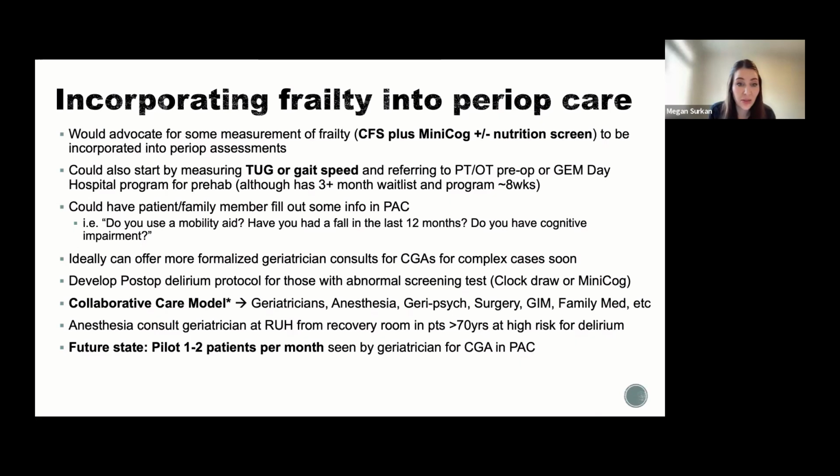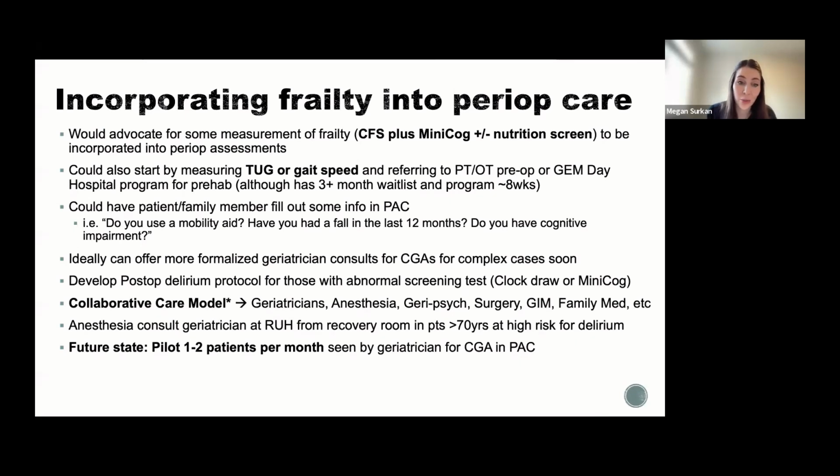Another option, we could have the patient or family member fill out some of this information in PAC, like these simple 3 questions. Do you use a mobility aid? If someone's using a cane or walker, they're probably a CFS 4, 5, 6. Have you had a fall in the last 12 months? Falls being a marker of sarcopenia, immobility, decreased exercise capacity. And, do you or your family member have cognitive impairment? So that is also an option, having the family member or patient fill some of this out.